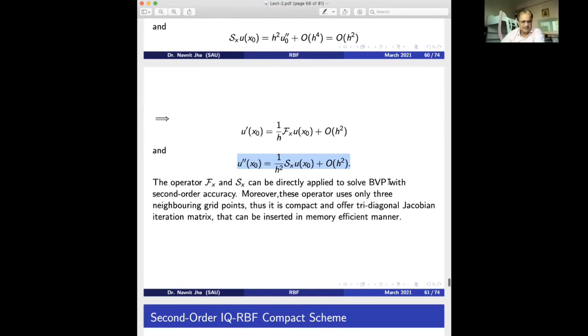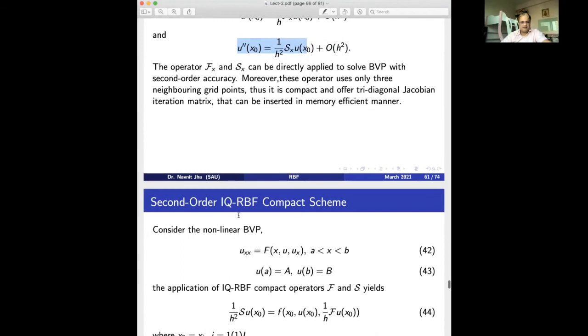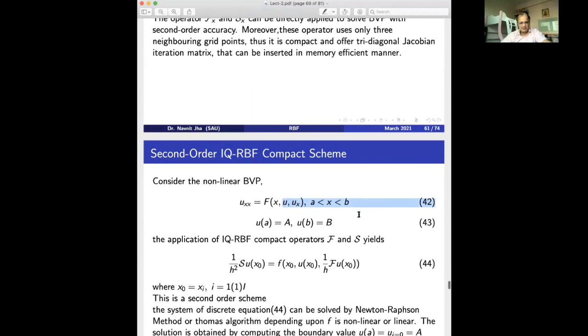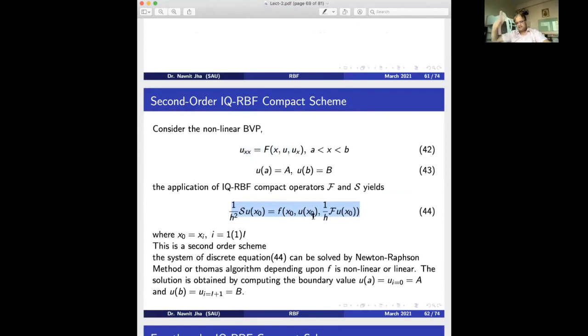These operators fx and sx can be directly applied to solve boundary value problems with second order accuracy. And these operators use only 3 neighboring grid points. Thus it is compact and offers a tri-diagonal Jacobian iteration matrix, and it can be stored in a memory efficient manner. So when we apply these operators to this problem, I will get this one. This is basically the system of equations. We will incorporate the boundary values.